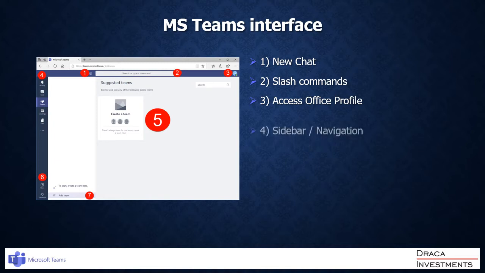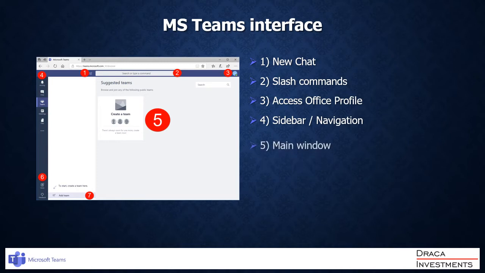Down the left-hand side of the screen is the side or navigation bar. This gives you access to chats, Teams, calendar, files. The big number 5 in the middle is our main window where everything will happen. It will change depending on where you are in the program.